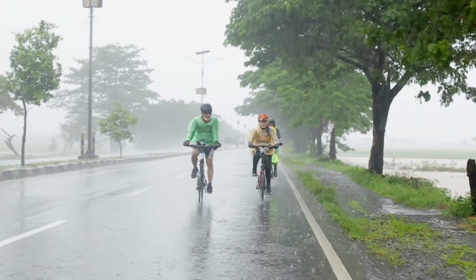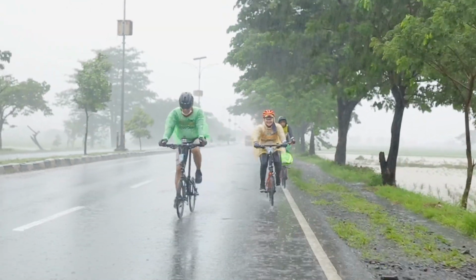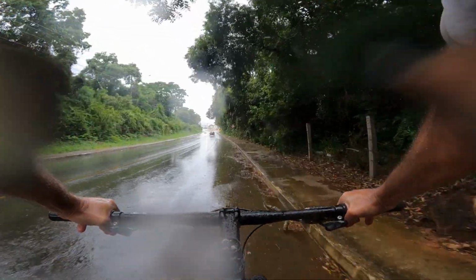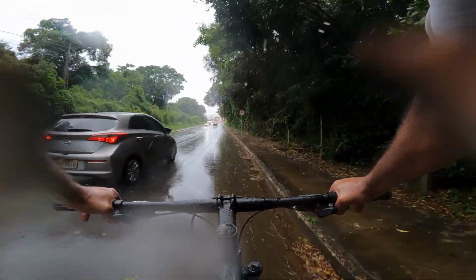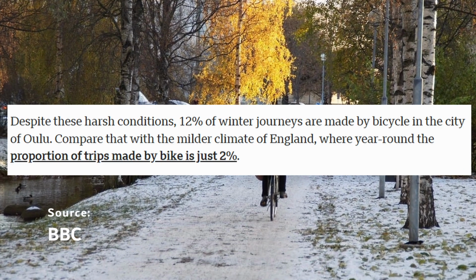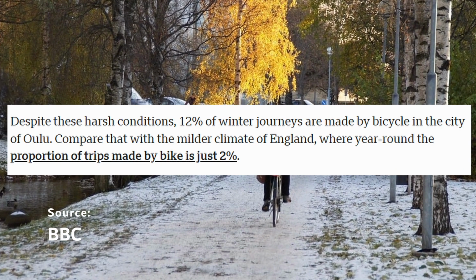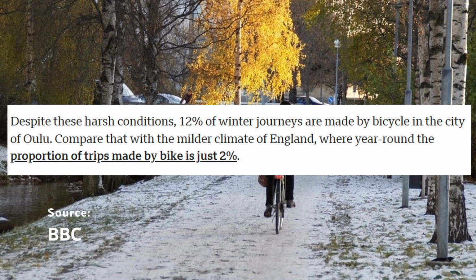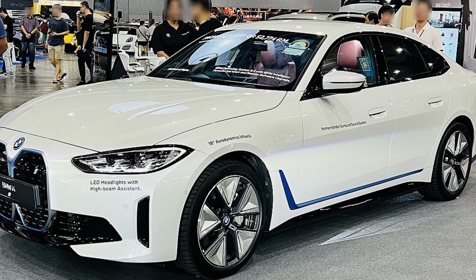One final negative of cycling is that there's not much protection from rain or snow. Obviously it isn't ideal to arrive at places wet and cold, as it can make you vulnerable to getting sick. However, that hasn't stopped 12% of residents in the Finnish city of Oulu from cycling daily in the winter. If you want shelter while travelling to work, a private vehicle may be for you.